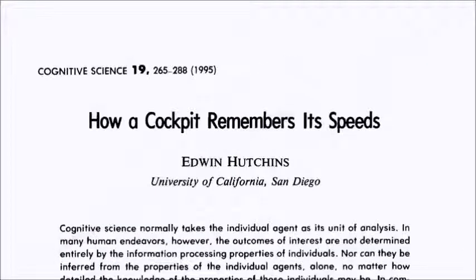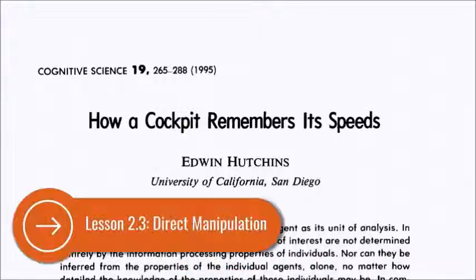One of the seminal works in distributed cognition research is a paper from the Journal of Cognitive Science from 1995 called How a Cockpit Remembers Its Speeds by Edwin Hutchins. You might recognize Edwin Hutchins' name from our lesson on direct manipulation and invisible interfaces. He was one of the co-authors there as well, along with Don Norman.